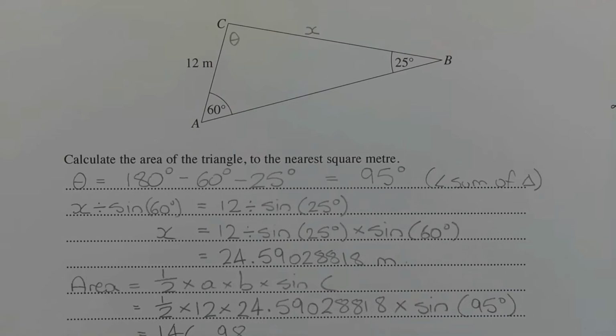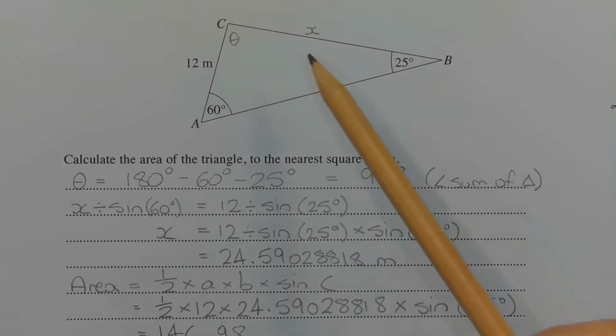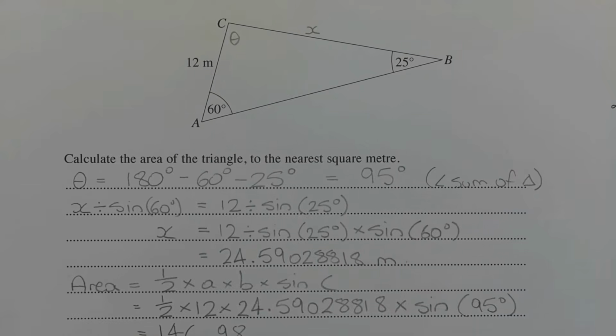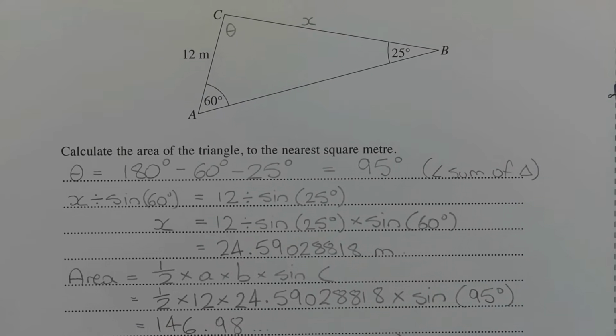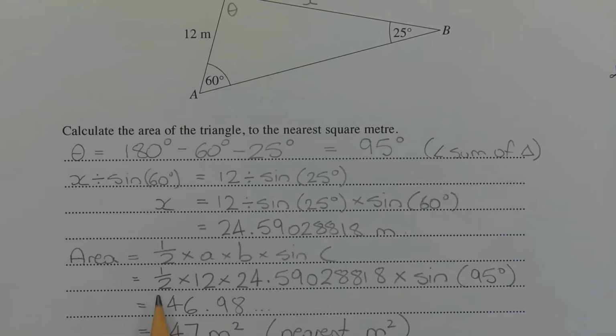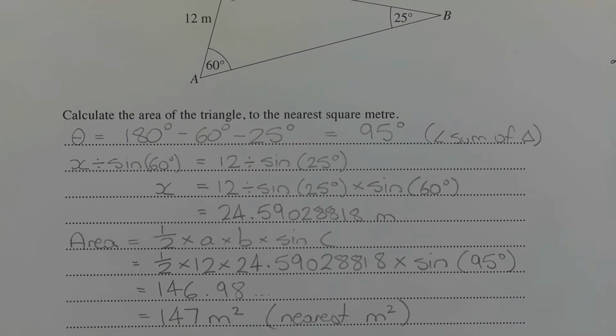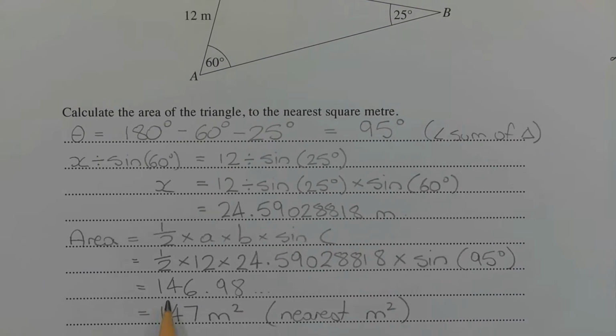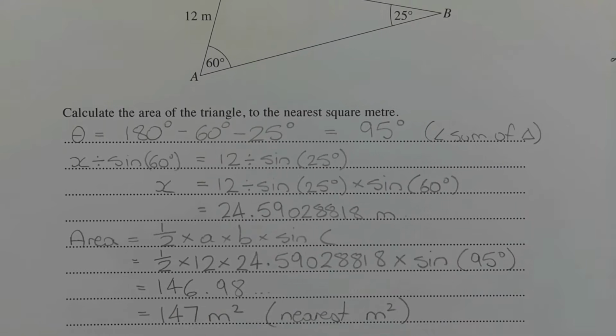Now to find the area of this triangle. We have two known sides and an included angle. So using the half ab sine C formula, area is equal to half times 12 times 24.59028818 times sine of 95 degrees. And that evaluates to 146.98 and so on. But the question is asking for the area correct to the nearest square meter. So rounding this value to the nearest whole number, we get 147 square meters.